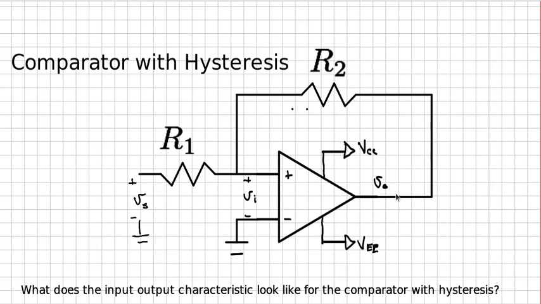V out will either be VCC or VEE. So there are a couple of voltages that will cause this thing to switch. One of them when V out is VCC and one of them when V out is VEE. And the switching occurs when this node right here at the positive terminal of the op-amp is 0. There's a little question down here. It asks, what does the input-output characteristic look like for the comparator with hysteresis? Let's try and answer that.